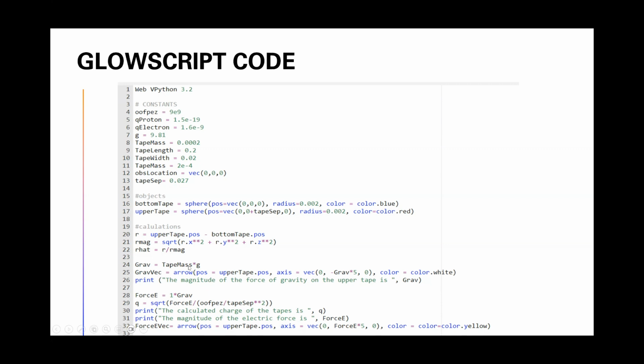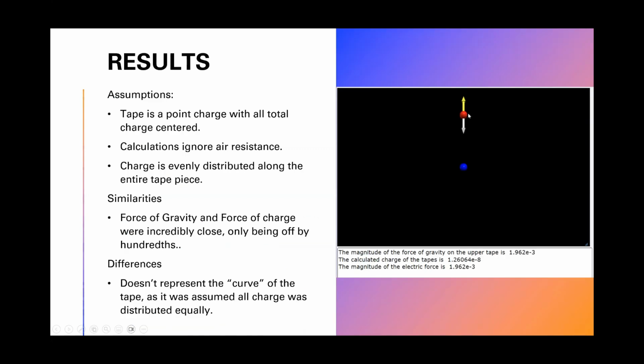We'll have our gravitational force, which is the mass times the gravitational constant, put in a vector, making it negative as it goes down. And then our electric force, which is just the gravitational force as seen earlier. We use the same equation as earlier to isolate our Q, and then we'll model this also as a vector. Our result is this: our point charges with the electric force going up and gravitational force going down, our magnitude being 1.962 e to the negative 3 newtons, and our calculated charge being 1.26 e to the negative 8.